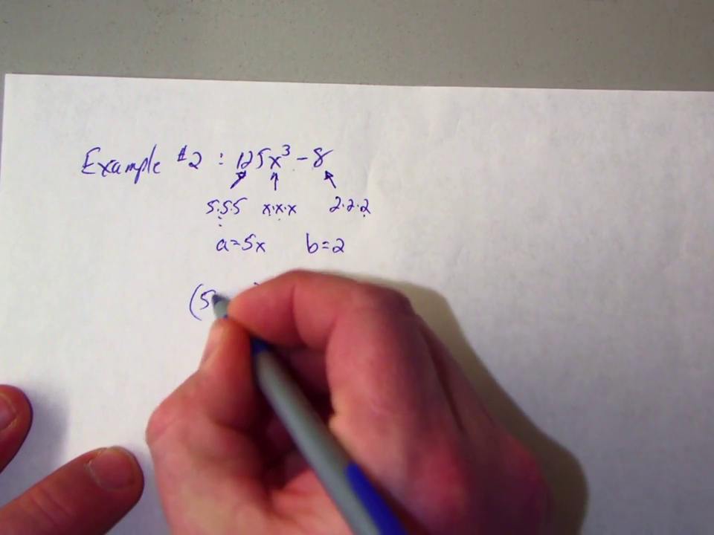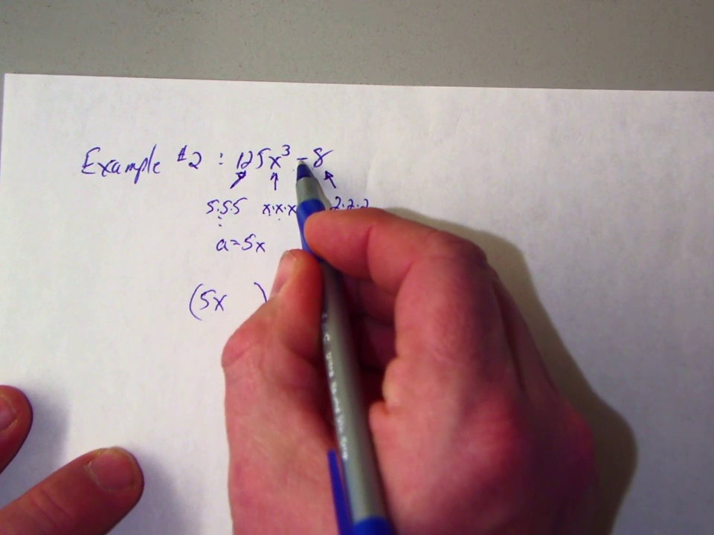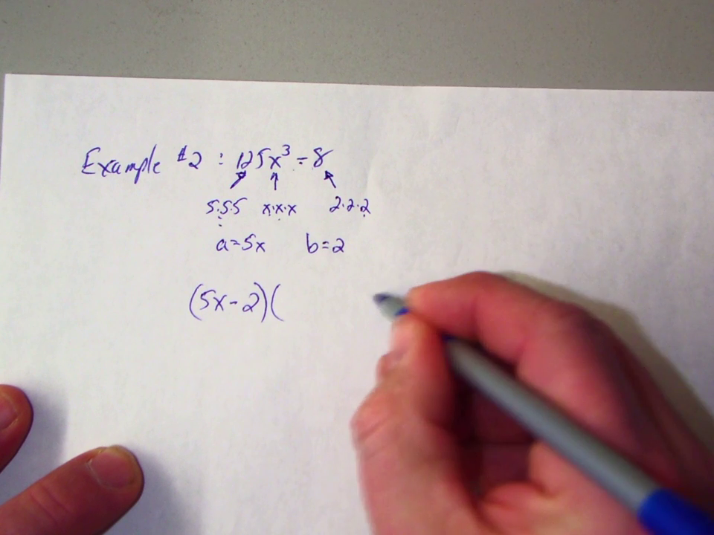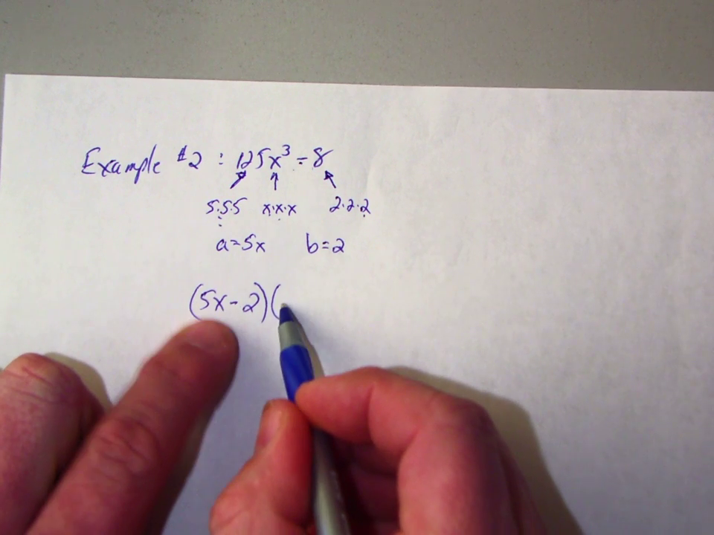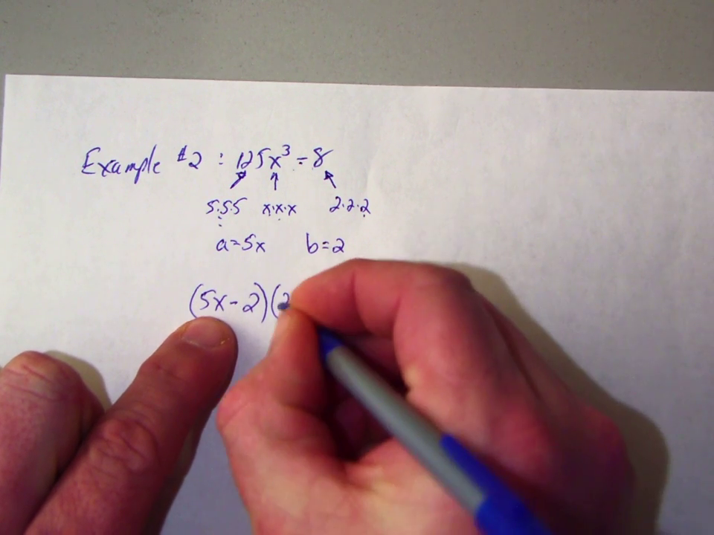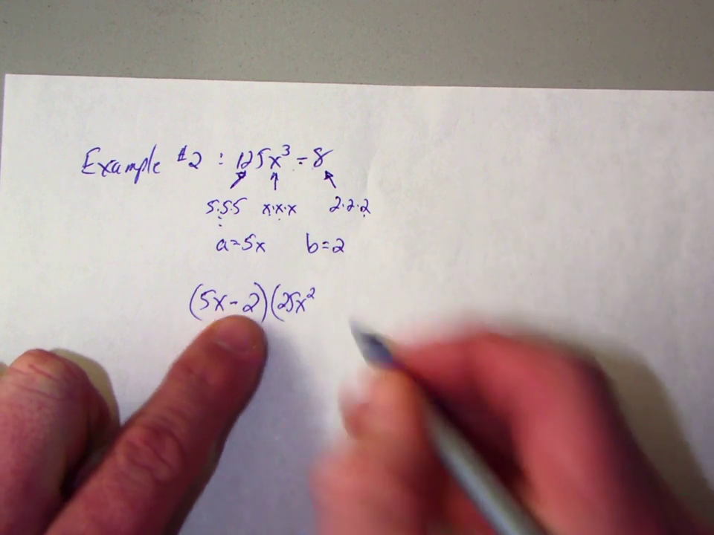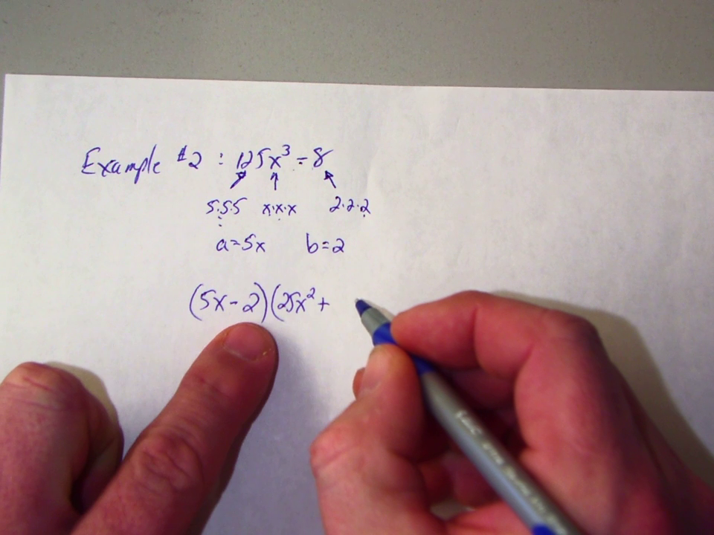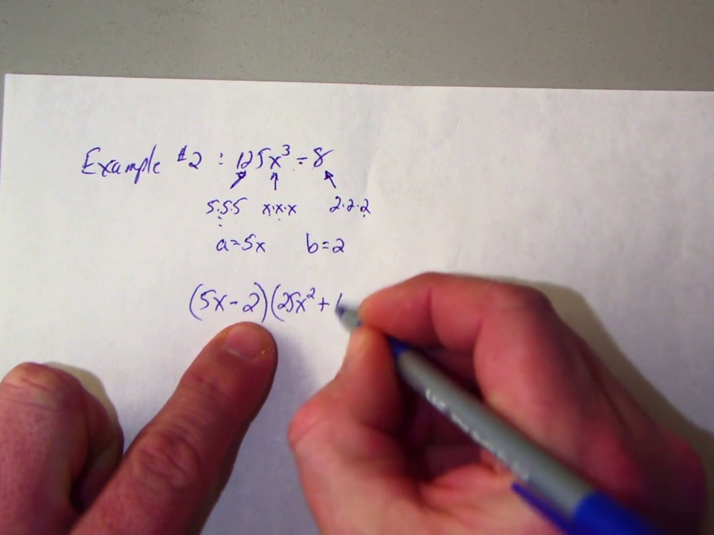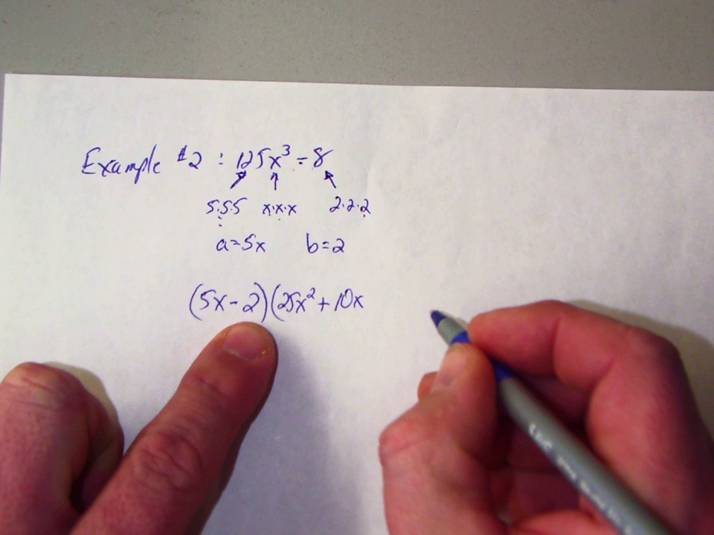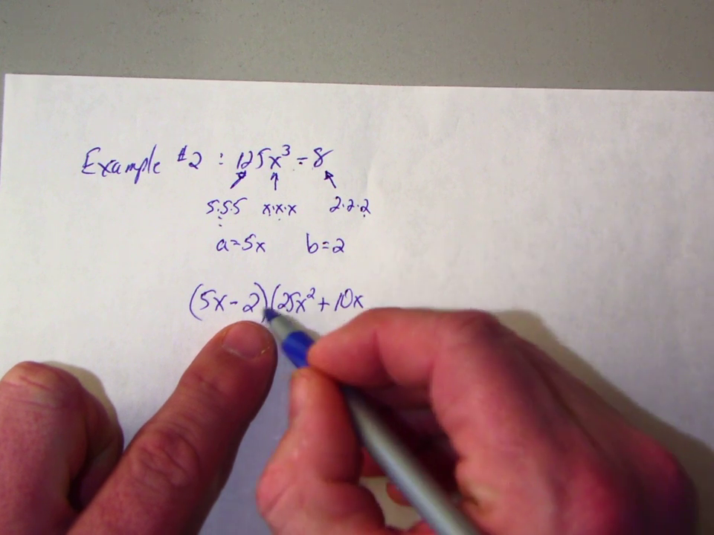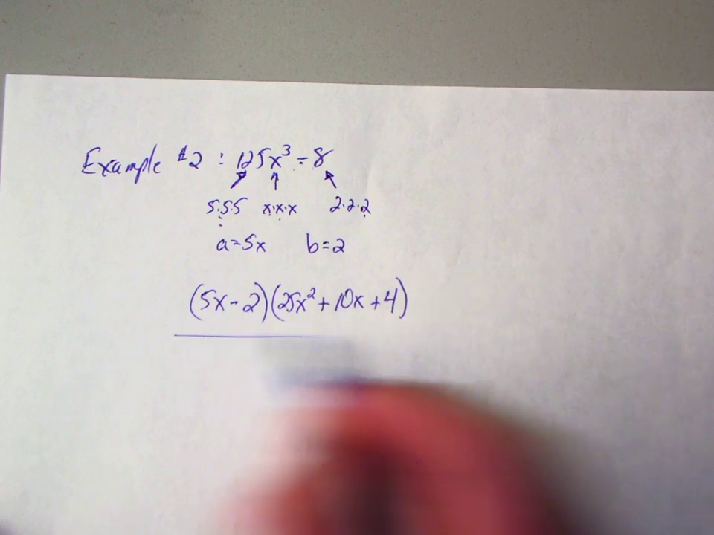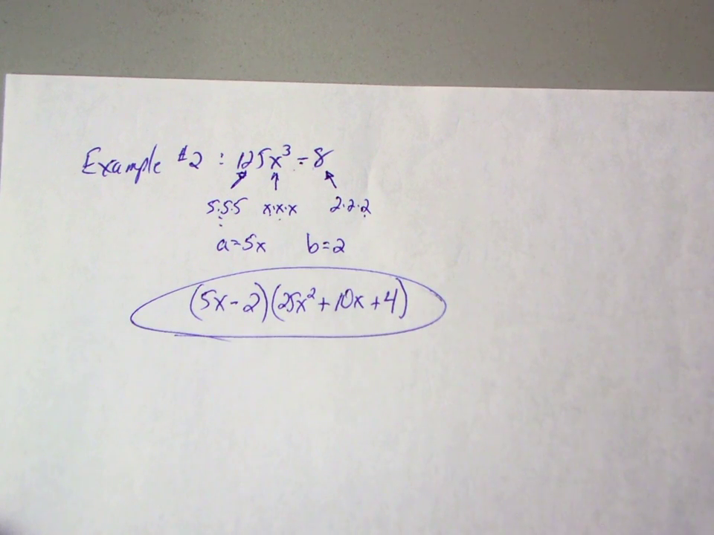So you just do 5x, keep the sign the same, which is a minus here, and b is 2. The formula is you square the first term, so 5x squared is 25x squared. Change the sign, multiply the 2, 5x times 2 is 10x, and then you square the last term. In other words, 2 squared is positive 4. And there you go. It's completely factored.